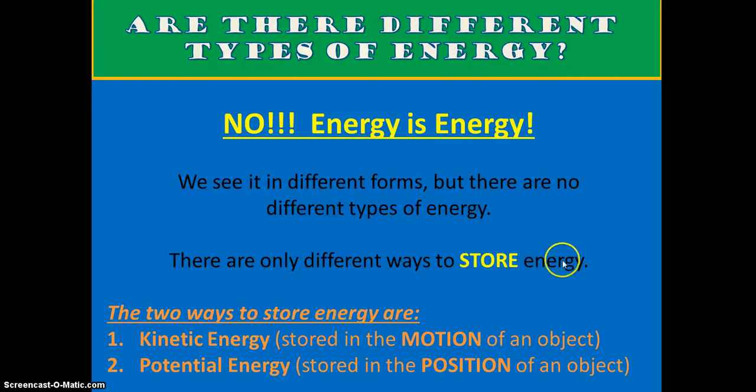There are different ways to store energy, and the 2 different types of energy storage are kinetic energy storage and potential energy storage. Kinetic energy storage is the energy that's stored in the motion of an object, and potential energy is energy stored in the position of an object.